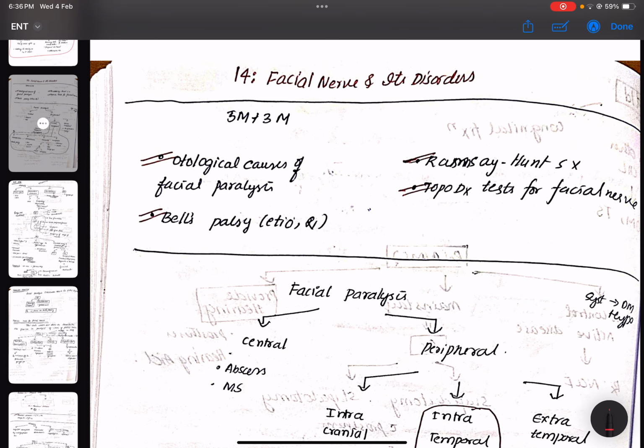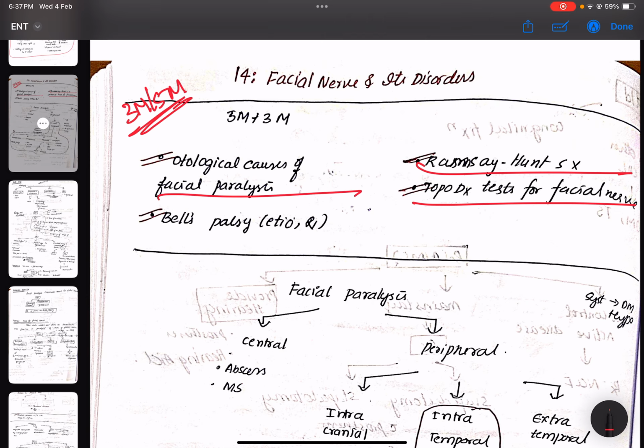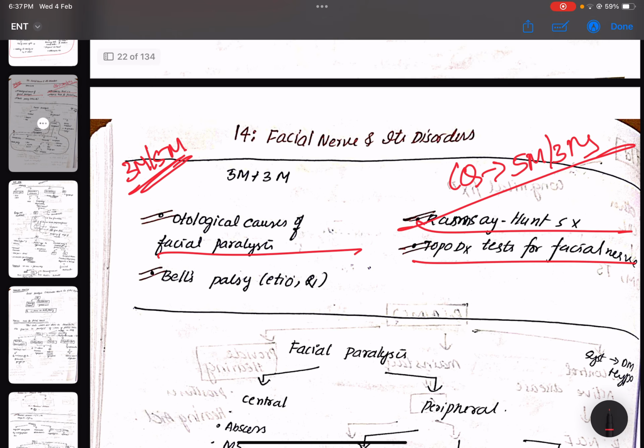Now coming to facial nerve, this independently can come as a 5 marker or 3 marker, but there are only a few questions. For example, they might ask you about topodiagnostic test for facial nerve, or Ramsay Hunt syndrome. One question regarding facial nerve for 5 mark or 3 mark is likely. So study all these things accordingly. And also I would recommend you to know the full facial nerve course, so that you will understand the topodiagnostic test which we do in facial nerve.